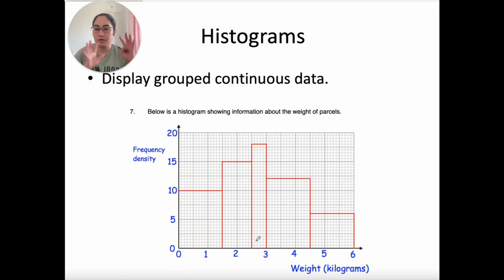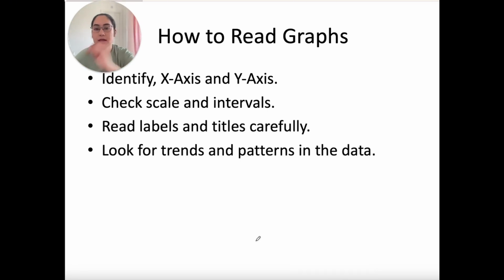So we're going to look at all these different types of graphs and look at how we use and interpret these, so it makes more sense. But I just wanted to introduce what they look like and how they're represented.